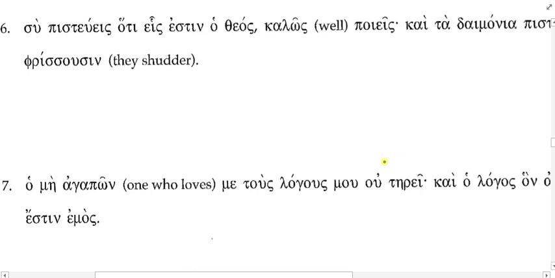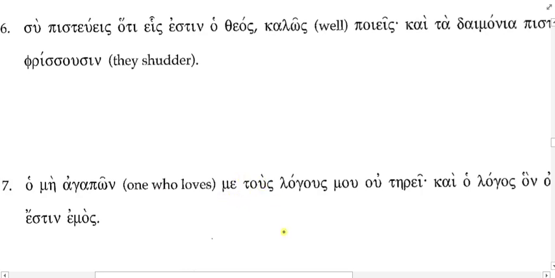Okay, so we have here ha me agapon. He tells you that, well, you don't really know exactly, but ha agapon is one who loves, or the one who loves. Ha me agapon is negating that. So how would you translate that? Me is a negative particle. The one who doesn't love? So yeah, the one who doesn't love. The one who doesn't love who?